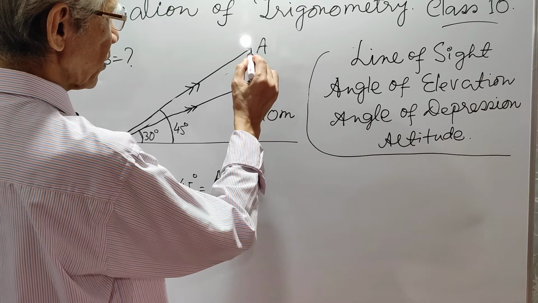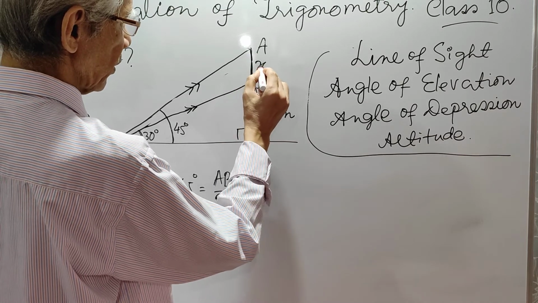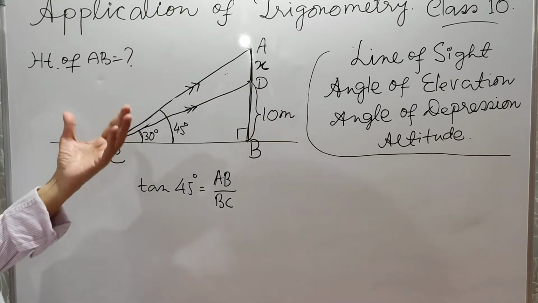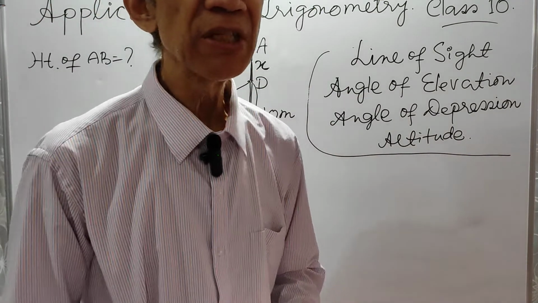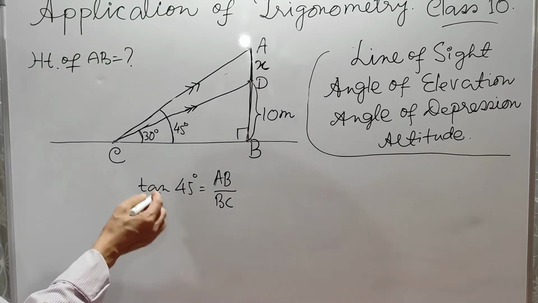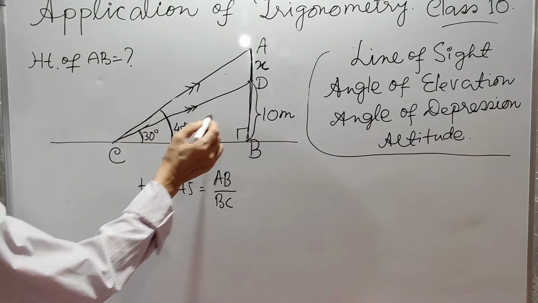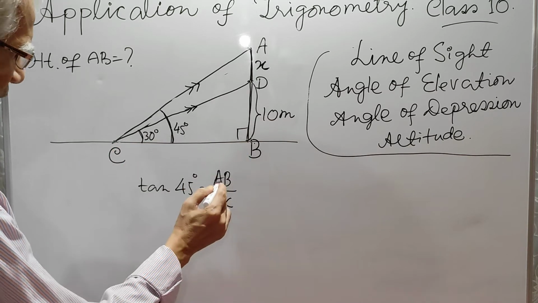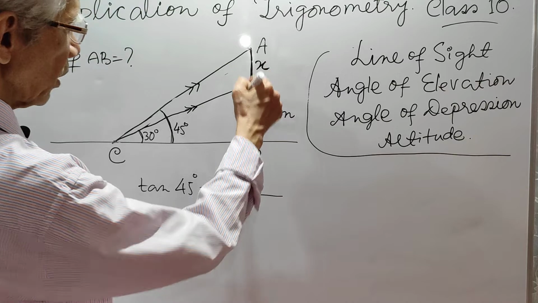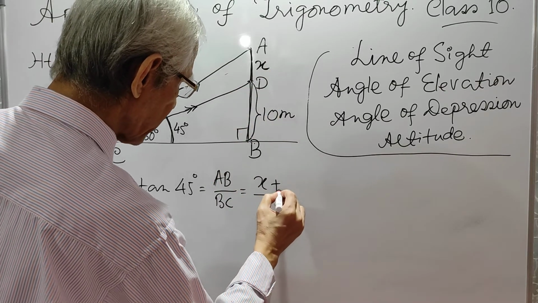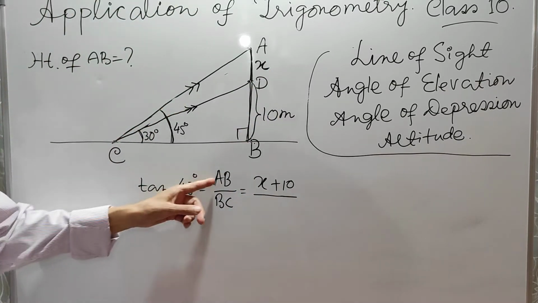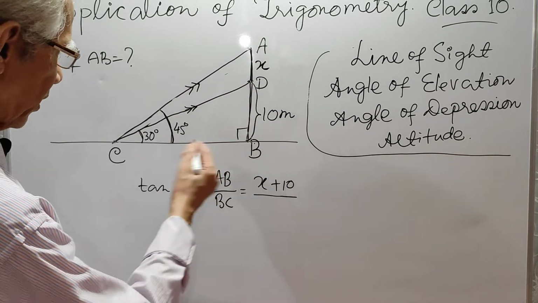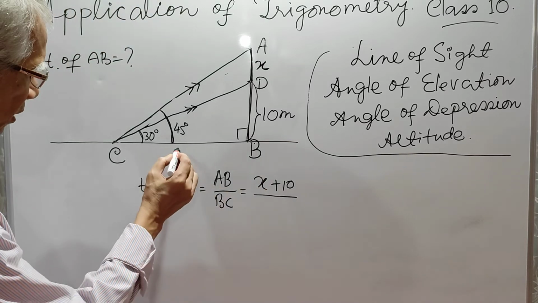Now for convenience, let us say this is X. So in the beginning we will write, let the length AD be X. So if you assume X, Y like this, the writing becomes easy. You followed? So tan 45 degrees is opposite, that is AB, by adjacent, BC. Okay. Now AB is what? X plus 10. You see, AB is X plus 10. This is X. This is 10. X plus 10. And BC is not known. Again for convenience, let us say this is Y.